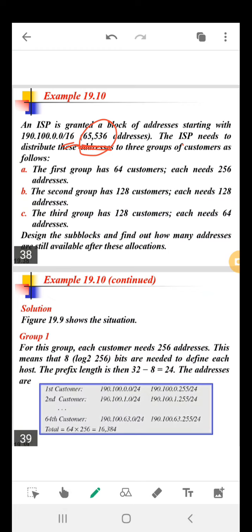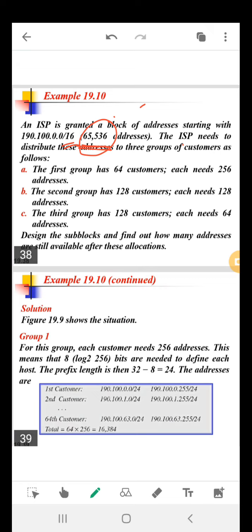Now this ISP is going to distribute these IP addresses among 3 groups of customers. The first group has 64 customers, each needing 256 addresses. The second group has 128 customers, each requiring 128 addresses. The third group has 128 customers, each requiring 64 addresses. Now we are going to divide these IP addresses among the customers. This is classless addressing that we are doing.